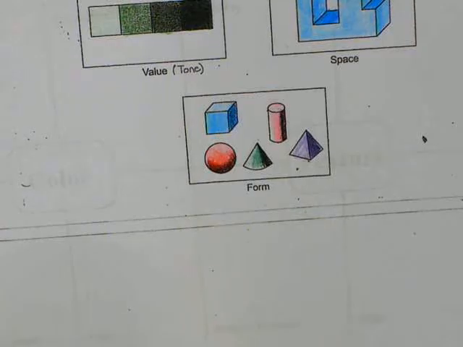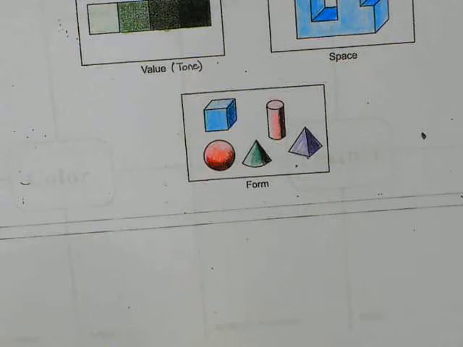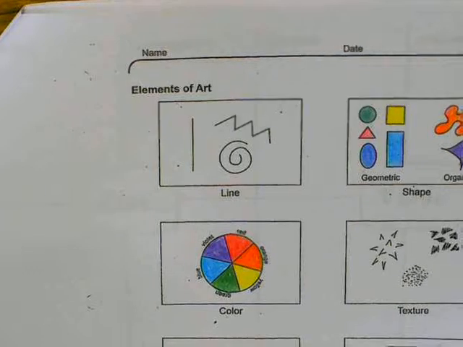So we have line, shape, color, texture, value, space, and form. Those are the parts of art. Just like we talked about the parts of a car, these are the parts of art. You have to have these to make art. Now when you're finished, turn to page 4, please.